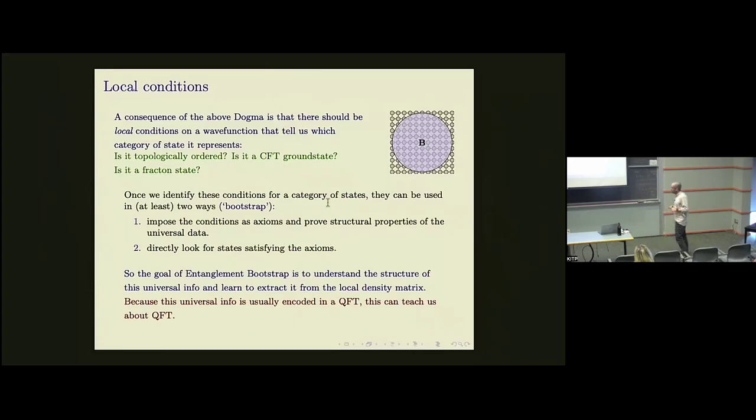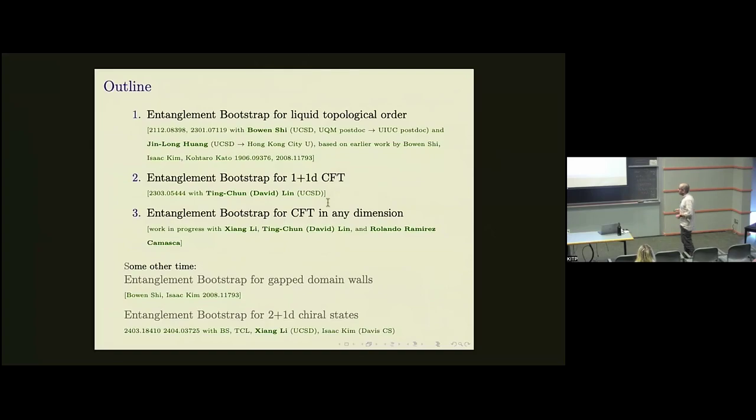Okay, now I should explain that because of the ambient fact that the universal information about a phase of matter is usually encoded in a quantum field theory, I'm relying crucially on this ambient fact for this talk to be relevant for this meeting. Because of that, we can learn something about quantum field theory from doing this. Okay, so that's the situation. And I'd like to explain, hopefully, three cases where we've made some progress towards implementing this story.